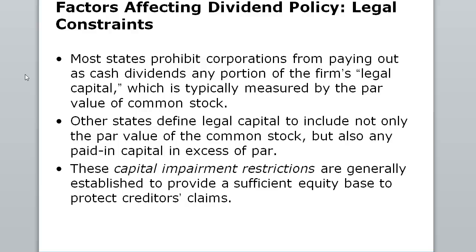Other states define legal capital not only as the par value of the common stock, but as any paid-in capital in excess of par. Paid-in capital in excess of par is money investors brought to the company outside of the money raised with stock. These capital impairment restrictions are generally established to provide a sufficient equity base to protect creditor claims. Like I said before, you don't want to borrow money and pay it all out as dividends, because that's really wasting the creditors' money that's lent, especially if the company goes bankrupt.